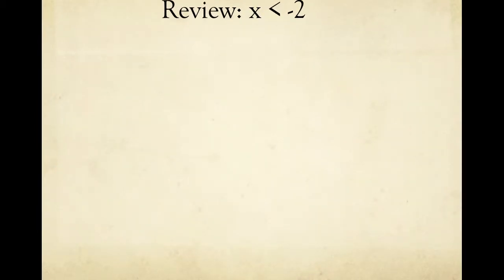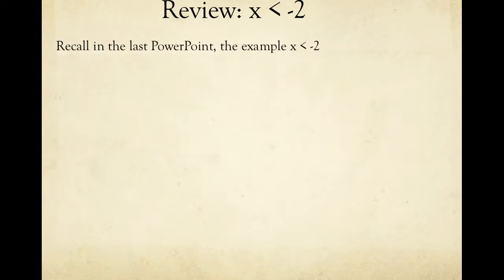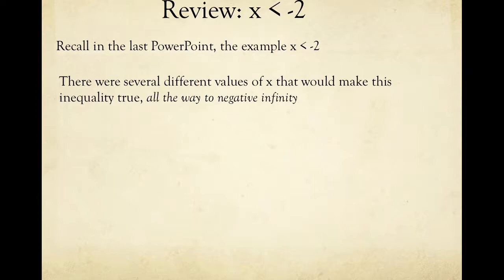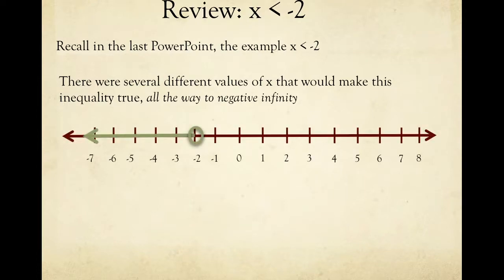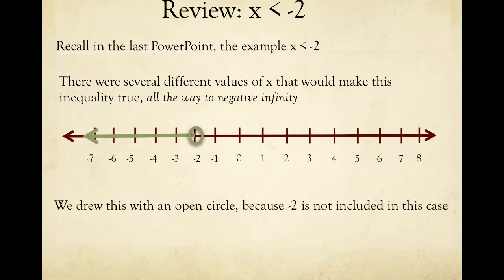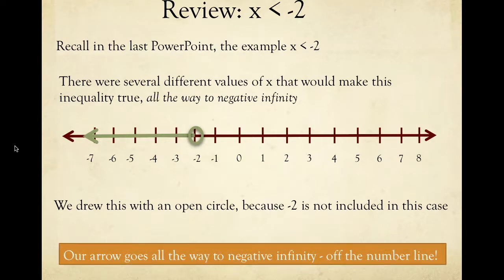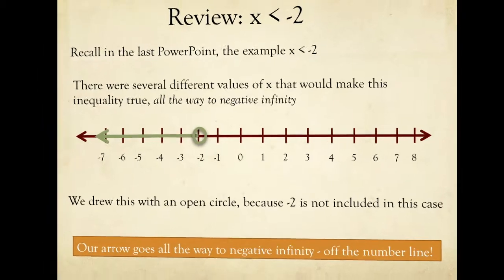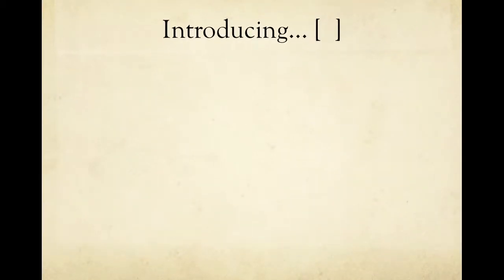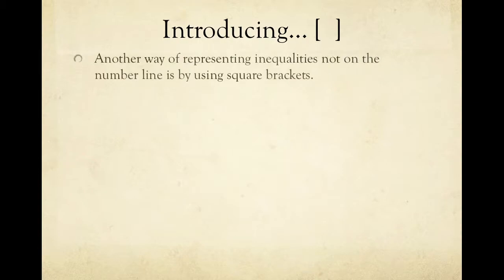First, let's review. I have up here x is less than negative 2. In the last PowerPoint, the example x is less than negative 2 was used to find things on a number line. There are several different values of x that would make this inequality true, all the way to negative infinity. We drew this with an open circle because negative 2 is not included, but agree that it does go all the way to negative infinity and basically off the number line. So knowing this, we are going to be introduced to the square brackets.